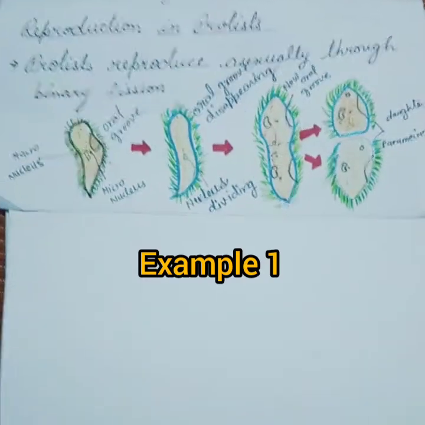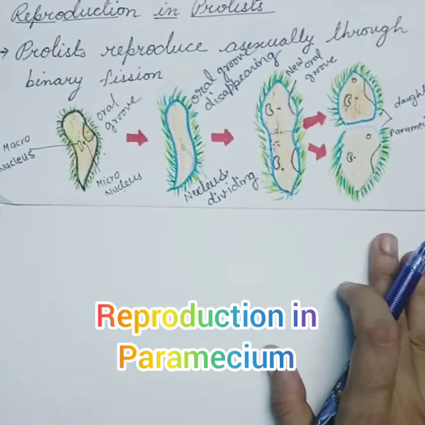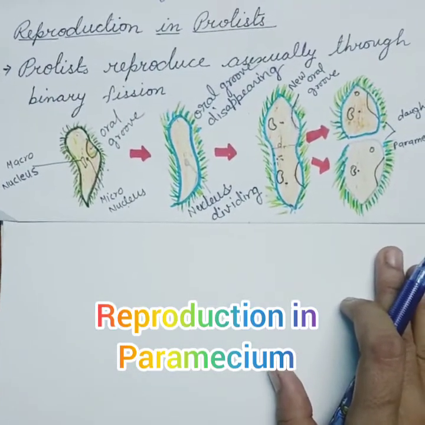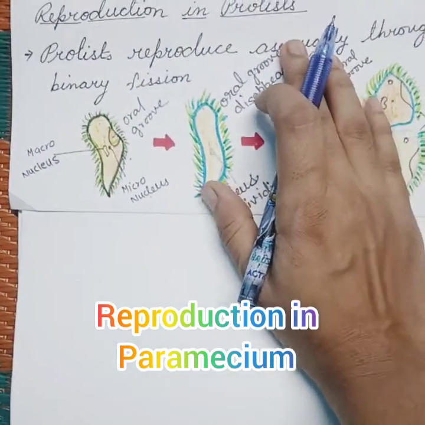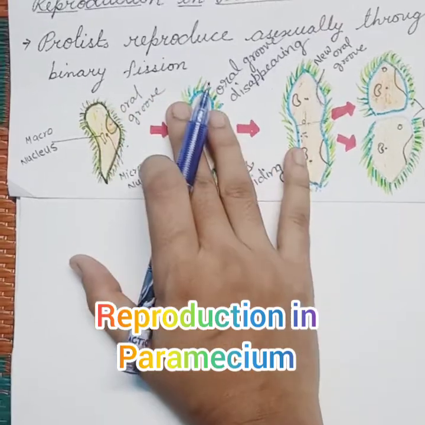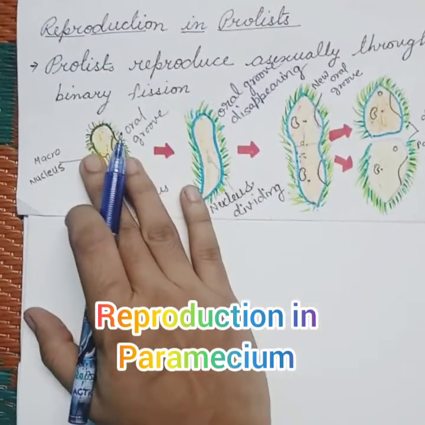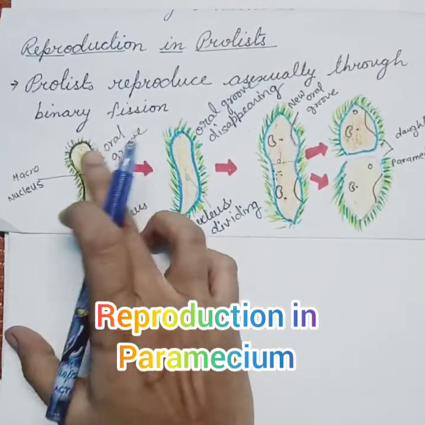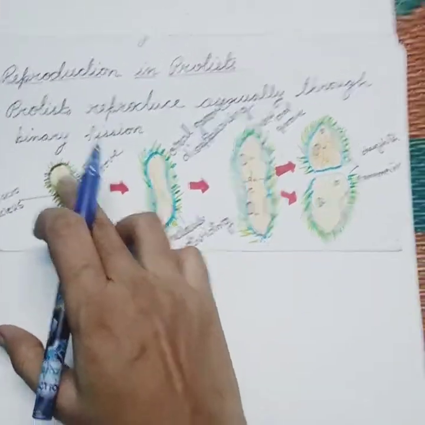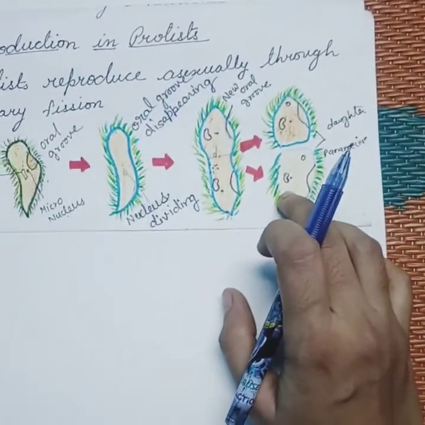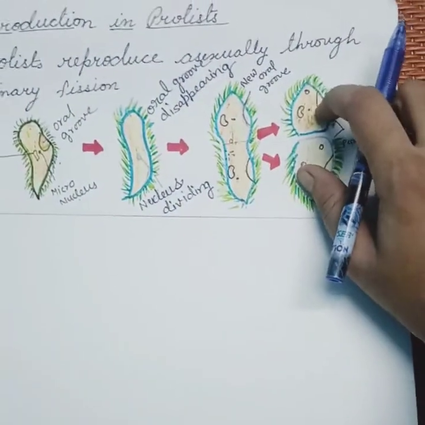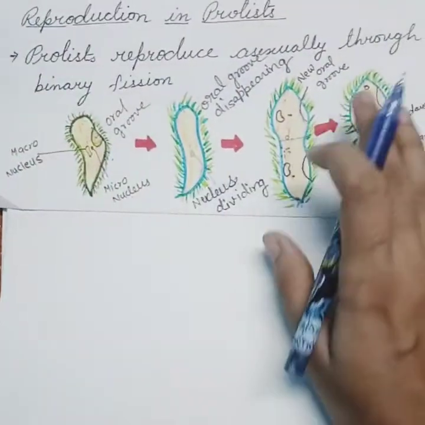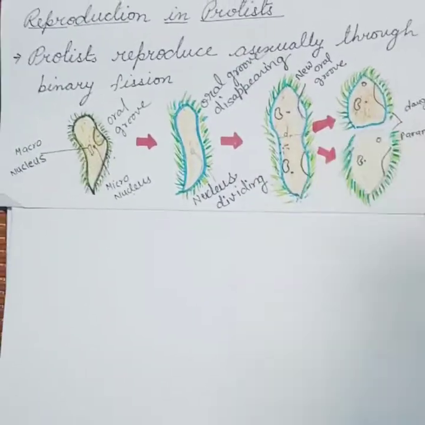So children, it is an example of asexual reproduction in animals, and the first organism which we are seeing is protista. Protista reproduce asexually through binary fission, in which from a single parent daughter cells are formed. From one single parent, the offspring form. So this is a type of asexual reproduction in protista.